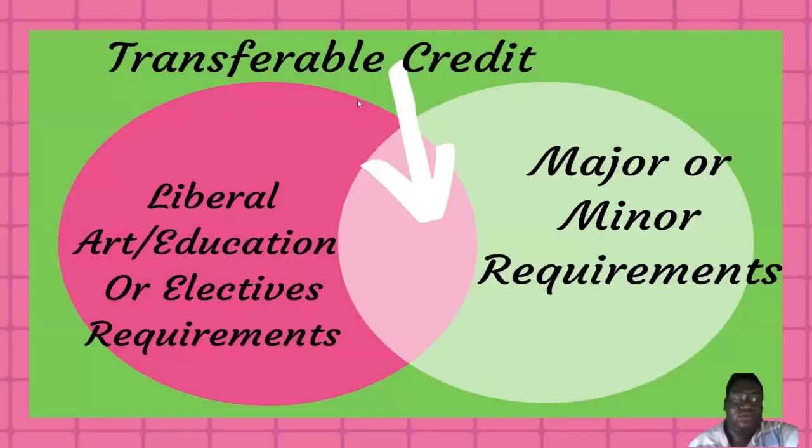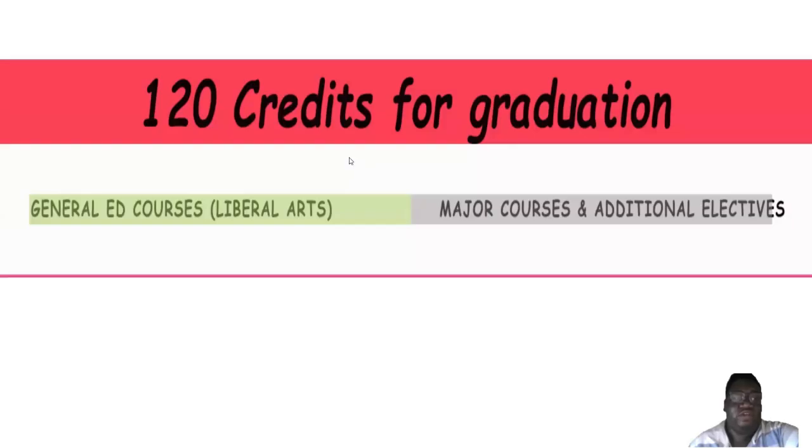The transferable credit includes liberal arts or education or elective requirements, and it also includes your major or minor requirements. In this way, you can transfer credits that will contribute to your diploma while still being in high school. And this diploma needs 120 credits, which includes general courses like liberal arts and the major courses and additional electives based on those majors.